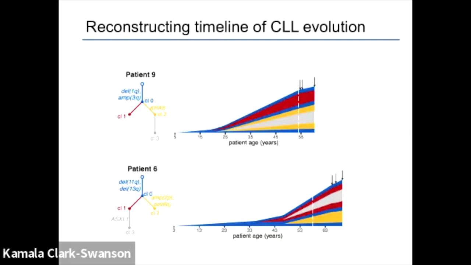But with that in mind, it's very interesting that it seems that the first CLL cell appeared very early in the patient's life, and they were diagnosed. The white line actually shows where the diagnosis happened, around age 50 and 60 in these two patients. And then the arrows show where the CLL was sequenced.